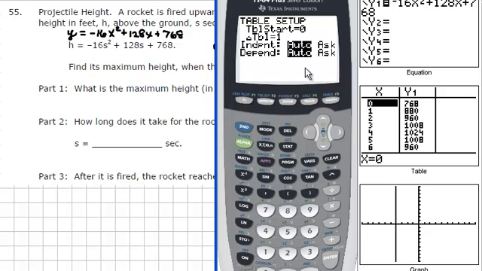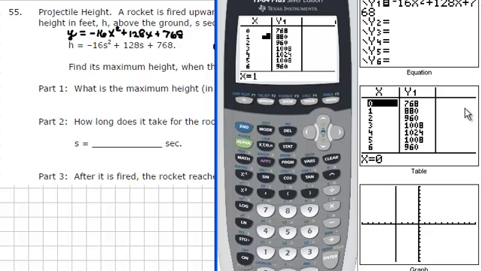Once your table is set up, go to table, which is second graph. Use your down arrow key to scroll through the table and observe what's happening to the height of the rocket. Notice that initially the rocket starts out at a height of 768 feet. Then the rocket goes upward. After 1 second, it's at 880 feet. After 2 seconds, 960 feet. After 3 seconds, 1008 feet.